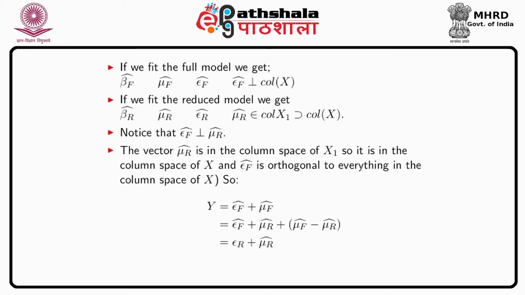So epsilon f hat is orthogonal to the difference between mu f hat and mu r hat. Also, mu r hat is orthogonal to epsilon r hat, which equals epsilon f hat plus mu f hat minus mu r hat. So 0 can be equated to the inner product of epsilon f hat plus mu f hat minus mu r hat with mu r hat, which is nothing but the dot or inner product between the two vectors. So mu f hat minus mu r hat is orthogonal to mu r hat.